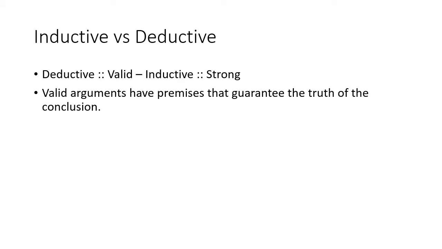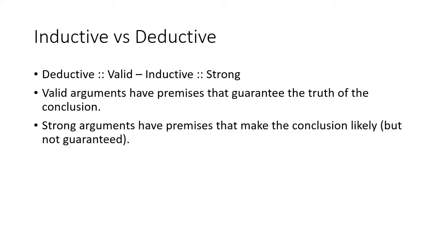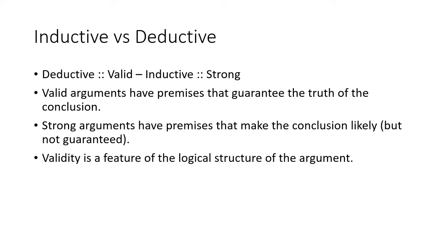Remember that with a valid argument, if the premises are true, the conclusion has to be true. There is a relationship of necessity between the truth of the premises and the truth of the conclusion. Strong arguments, on the other hand, have premises that don't guarantee the truth of the conclusion, but rather make the conclusion likely to be true. So it's more probabilistic, and you don't have the guarantee. Strong arguments, by definition, are not valid, but they may be strong.